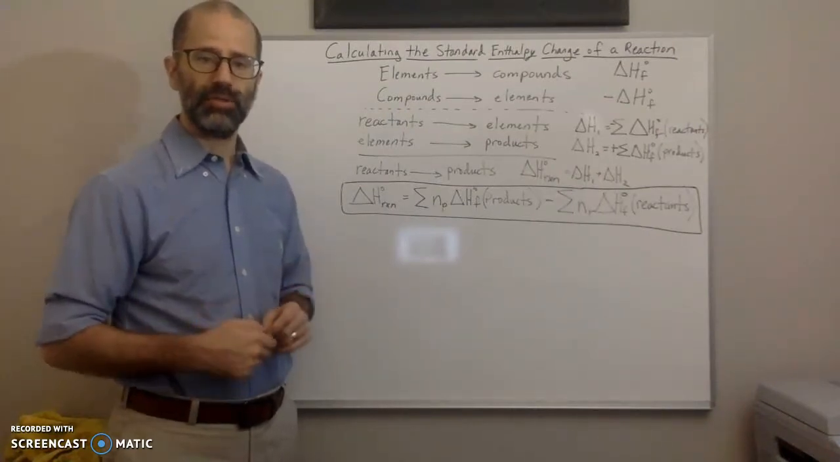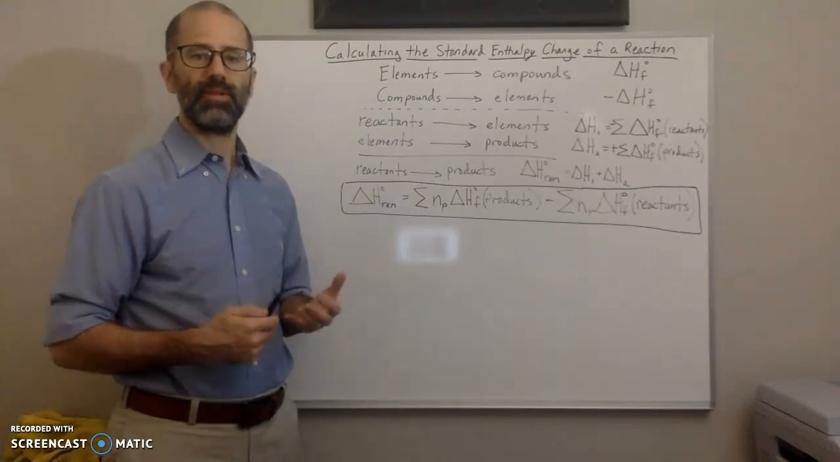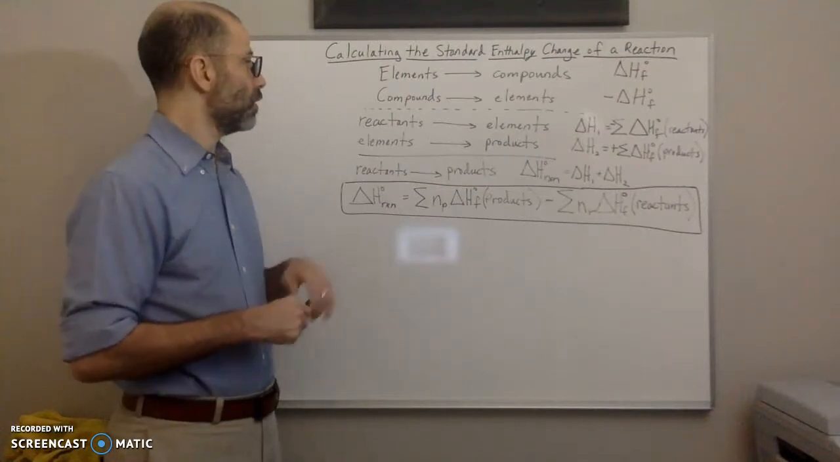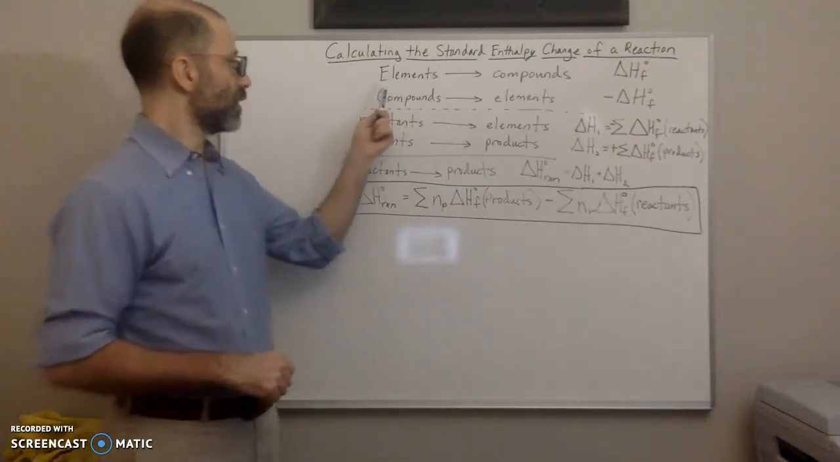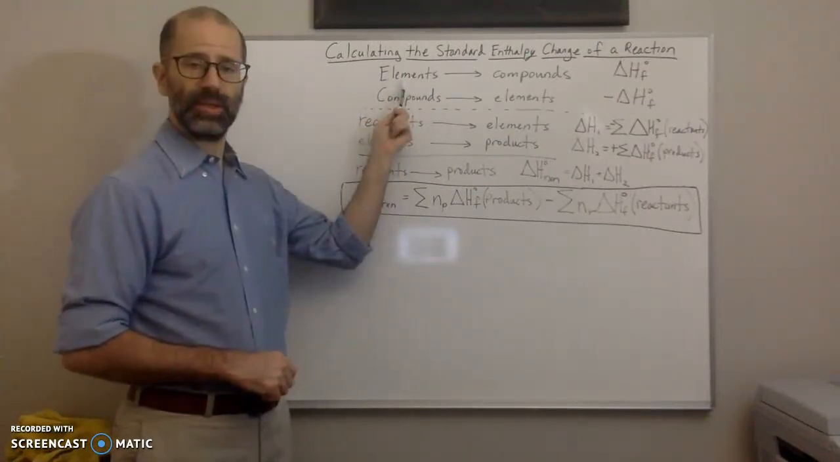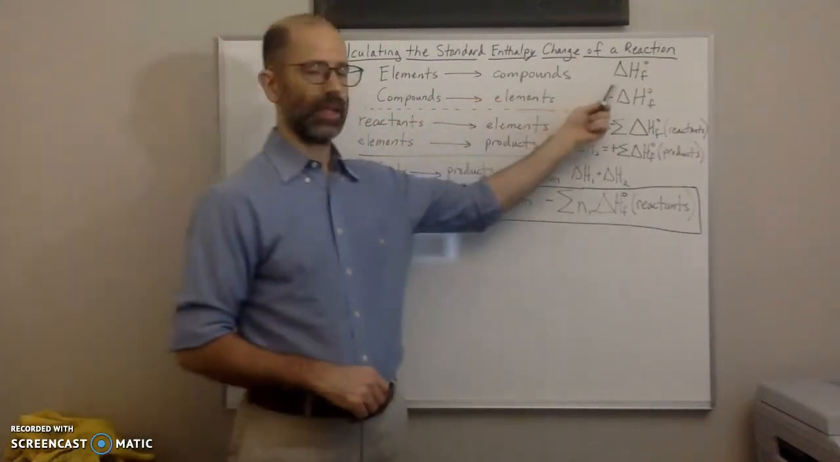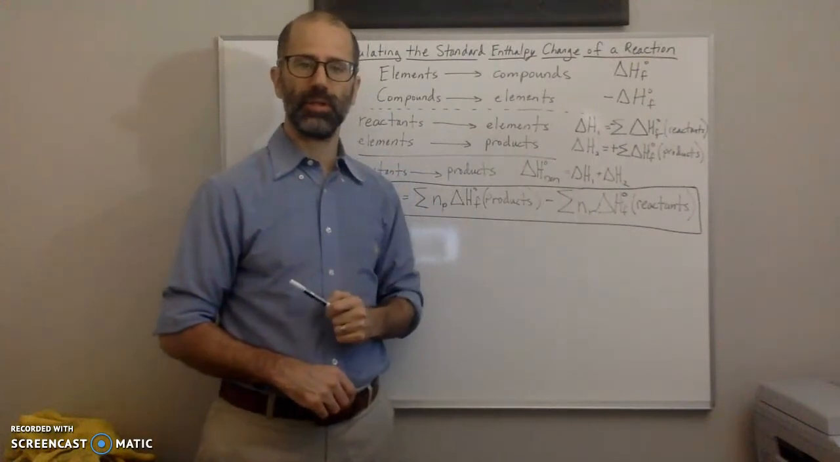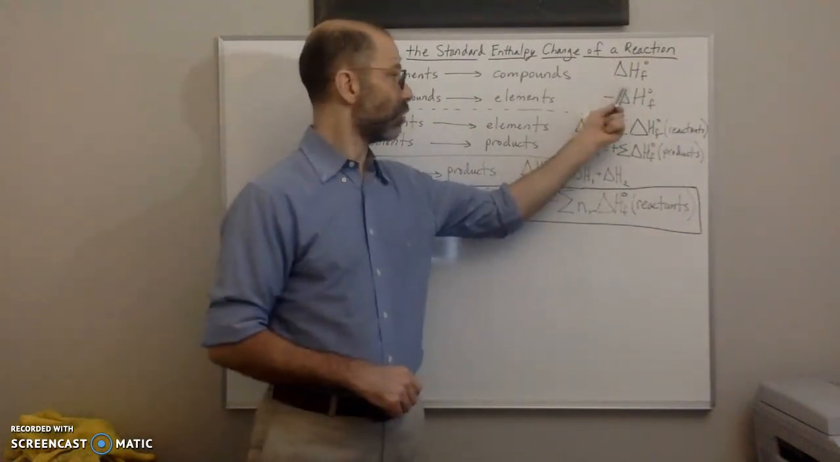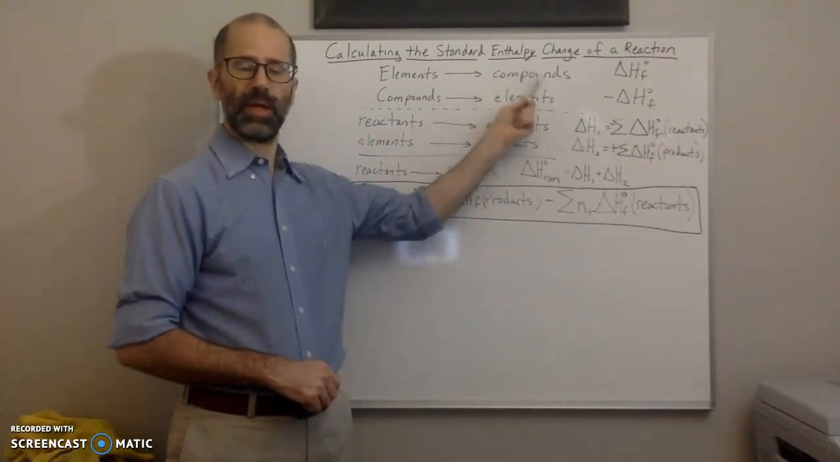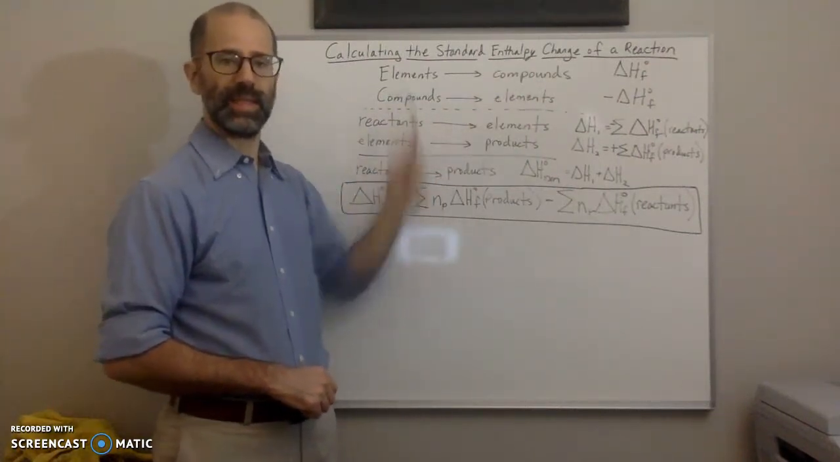So you can actually use that to try to find the standard enthalpy of a reaction. If you take the elements in their standard states and you make a compound, that's going to be the delta H of formation, the standard enthalpy of formation for whatever compound you're making from its elements in their standard state.